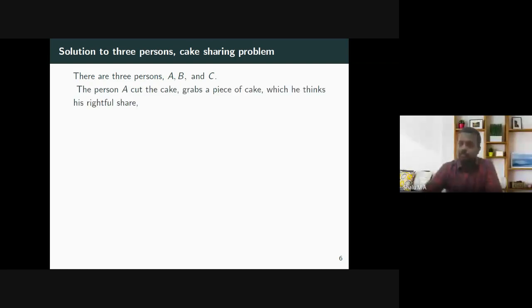So this is what happens. A cuts the cake and grabs a piece of cake. A thinks this is a rightful share, and stamps his name on it.